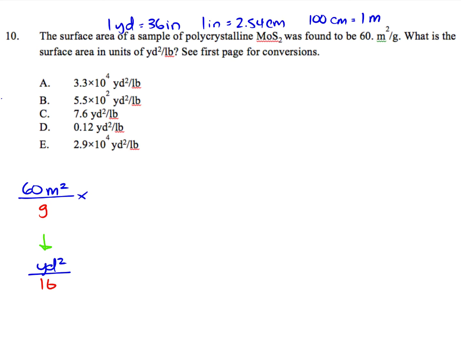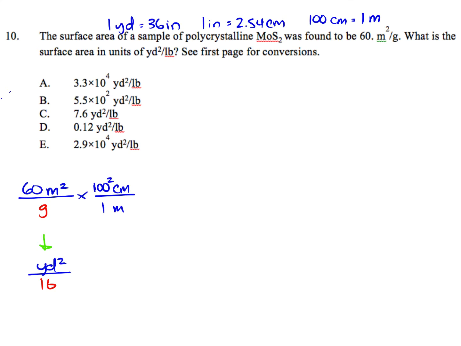Okay, so using those conversions, we can get from meter squared to yard squared. First, let's go from meter squared to centimeter squared, because that's the conversion we have. So I want to get rid of meters. I'm going to put meter on the bottom, centimeter on the top. That's our conversion, but it's not just basic meters to centimeters, it's squared. So when it's squared, we have to square the number and the unit.